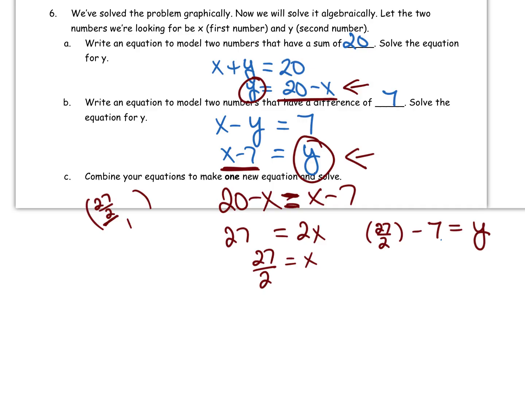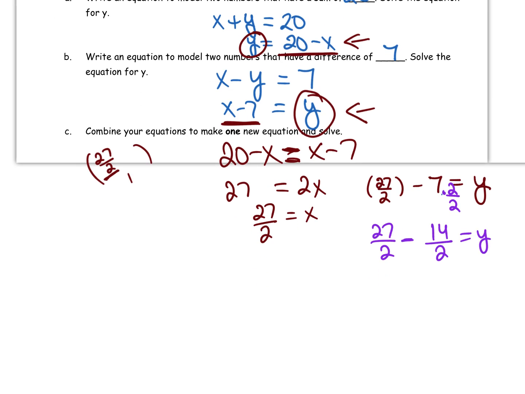I can always, always, always multiply by 1. Do you agree? 1 times Izzy is still Izzy, right? Okay, the one I'm going to multiply by, though, is 2 over 2. Is 2 divided by 2 1? Okay, so that's going to give me 27 halves minus 7 times 2 is 14 over 2. 14 over 2, isn't that the exact same thing as 7? That's how you get a common denominator.